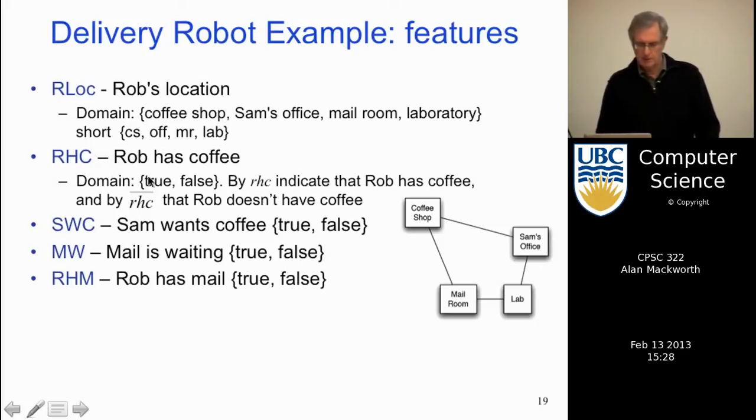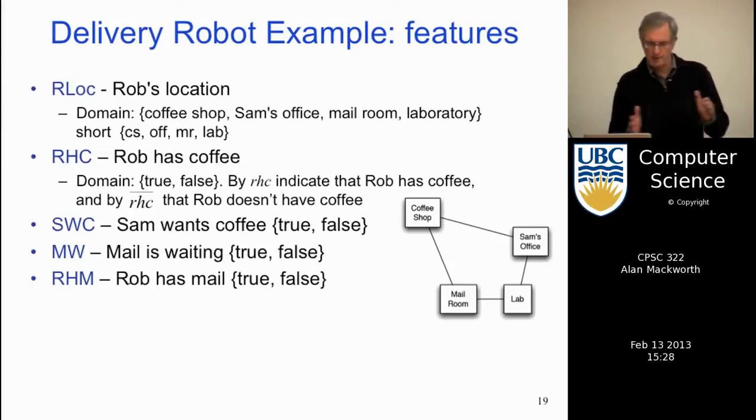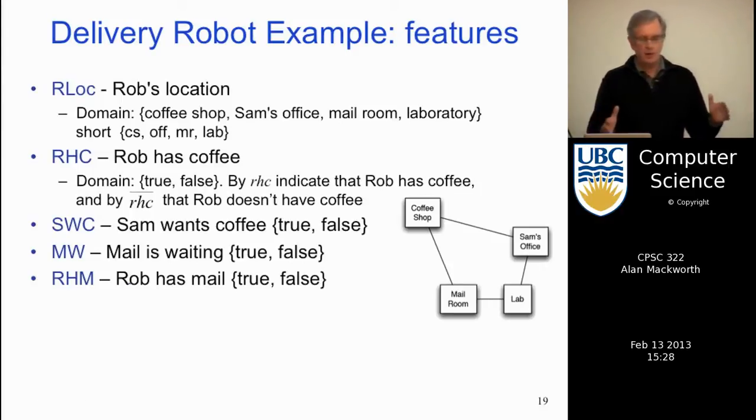Robot has coffee is a Boolean variable, so either he does or he doesn't. We'll just use rhc, lowercase, to indicate that he's got coffee, and negate it with a bar across the top if he doesn't have coffee, rather than saying RHC equals true, RHC equals false. That's all shorthand. Similarly, for Sam wants coffee, he's either thirsty or isn't. Mail's waiting in the mailroom, either it is or isn't. And the robot either has mail or doesn't. Those 5 variables describe the state of the world.